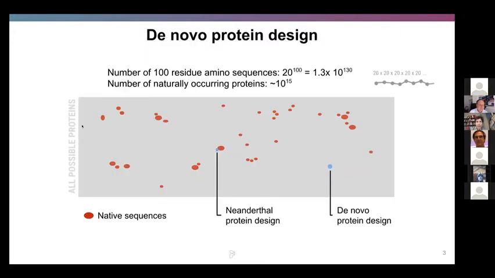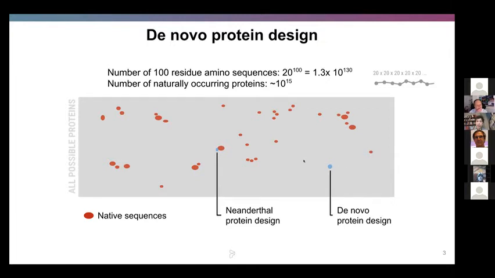So just to give you a feeling for the size of the spaces that are involved, even if you just restrict to the 20 naturally occurring amino acids, a 100 residue protein will have on the order of 10 to the 130th possible sequences. And this really dwarfs the number of sequences which have existed in nature. So if this diagram depicts all of sequence space, native protein sequences, the ones that exist in nature, are really a tiny, tiny fraction of the possibilities. And they're represented by these red islands.